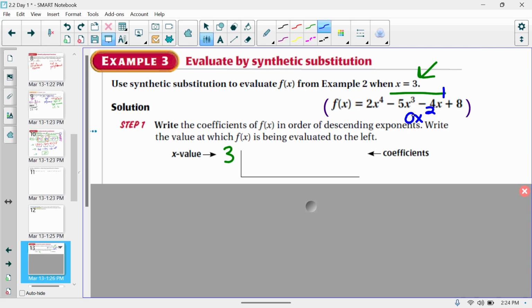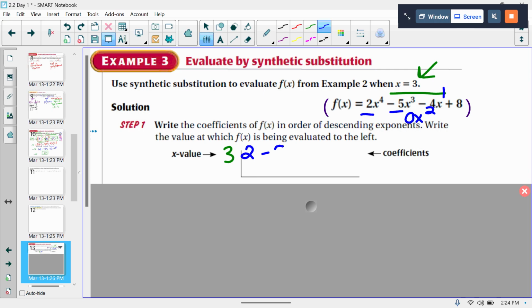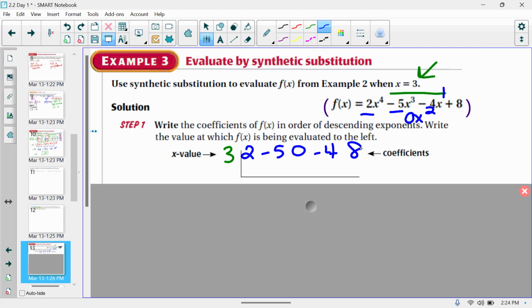Because when we take the coefficients and write them, you're going to put 2 first, the leading coefficient, then negative 5. Then you have to put 0 since there's no x squared term. Then you put the coefficient on the x to the 1st term, and then you put the constant, okay? So you're just listing out all the coefficients.